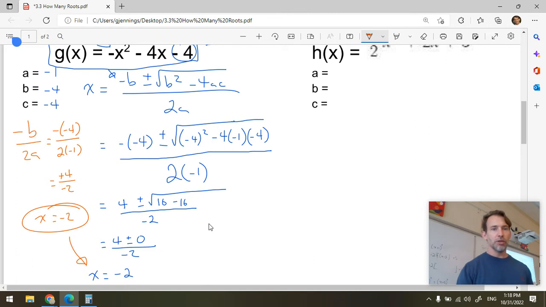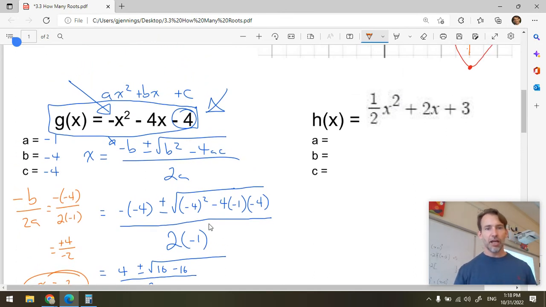If we put in negative 2 here for x, and I evaluate g at negative 2, what we're going to find is that this will be equal to negative 2 squared minus 4 times negative 2 minus 4. Just substituting in negative 2 for x wherever I see x in this equation here.